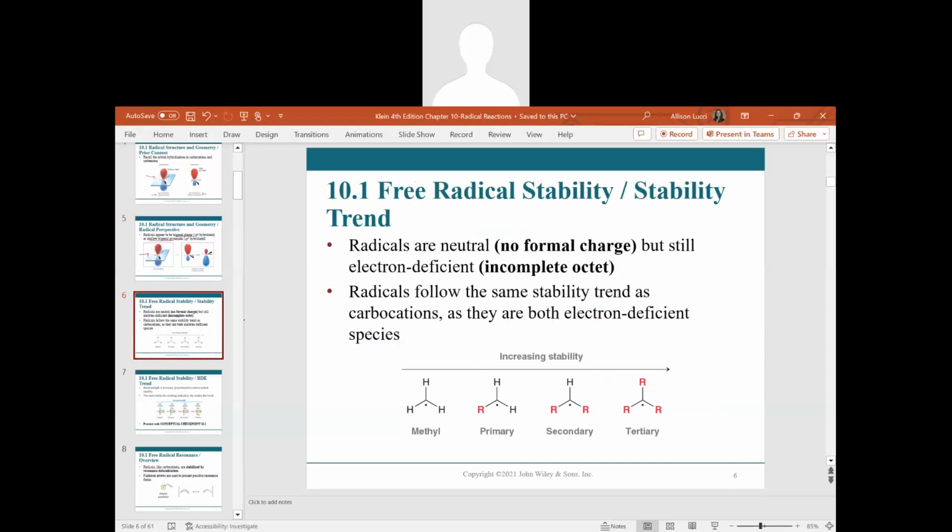They follow the same stability trend as carbocations, being that the least stable, just like with a carbocation, would be a methyl, right? So if we had a methyl carbocation, that's the least stable, just like a methyl radical. And all the way through, going primary, secondary, up to tertiary, we see that increase in stability with tertiary radicals, just like we saw with tertiary carbocations. So how can this be explained?